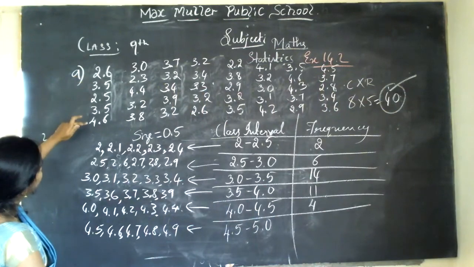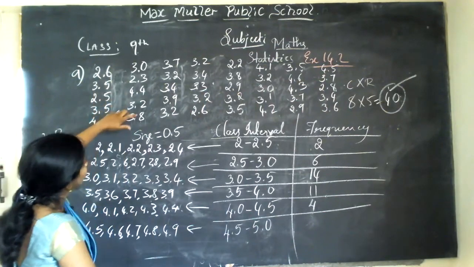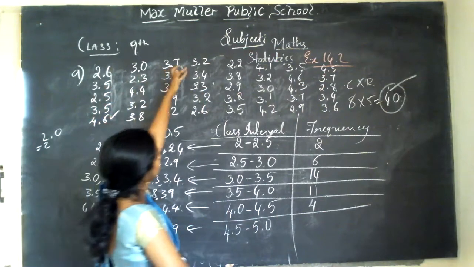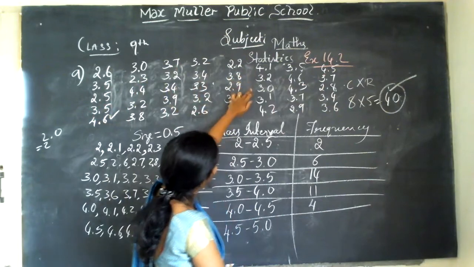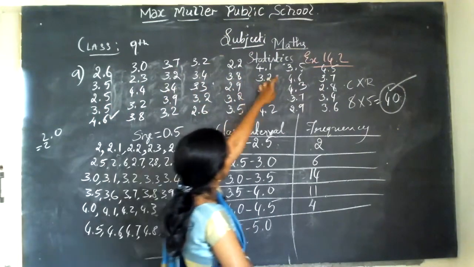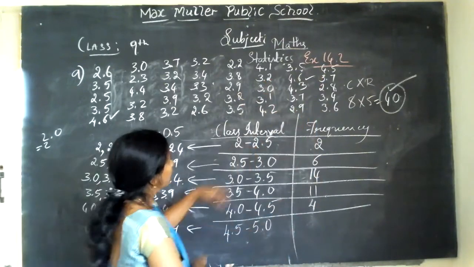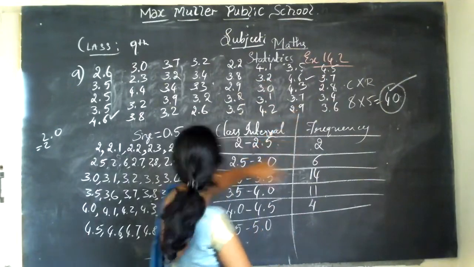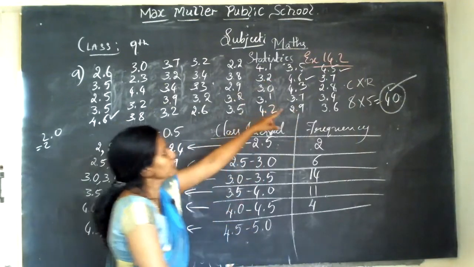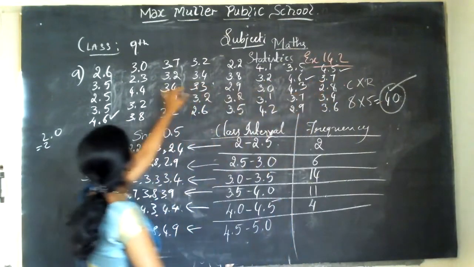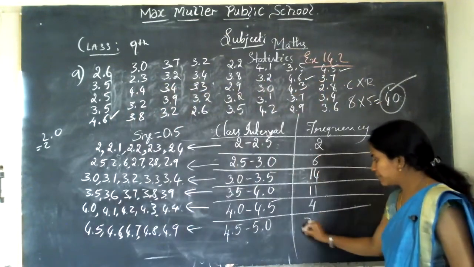So 4.5, here you have 4.6. Second column you don't get. Third column also you won't get. Fourth column you won't get. Fifth also won't get. Sixth you won't get. Seventh you have 4.6. Last one, in the last one you will get 4.5. How many are there? 1, 2, another one is 3. So you will get the frequency as 3, isn't it?